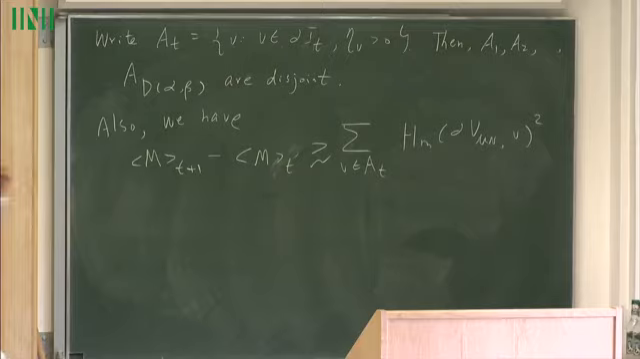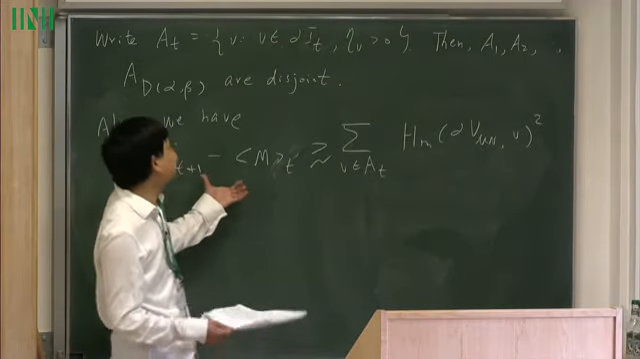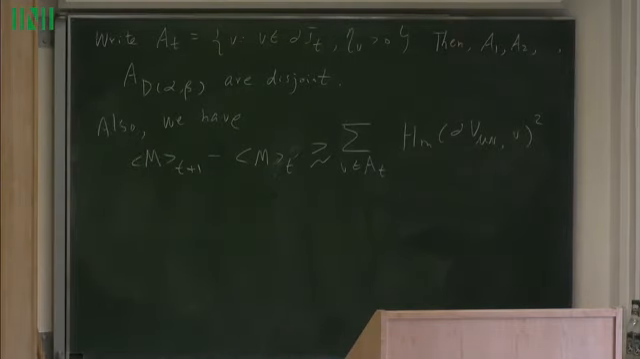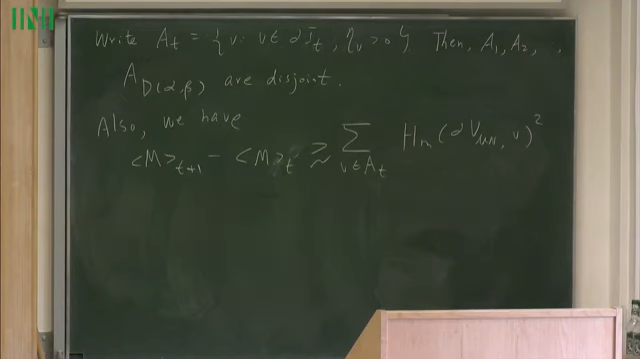So the point is we can lower bound the quadratic variation per step by the second moment of the harmonic measure.